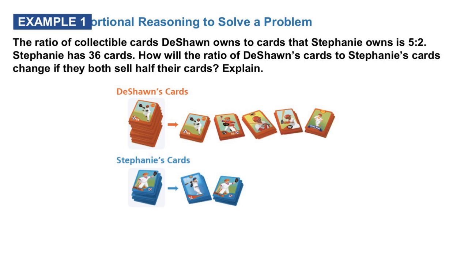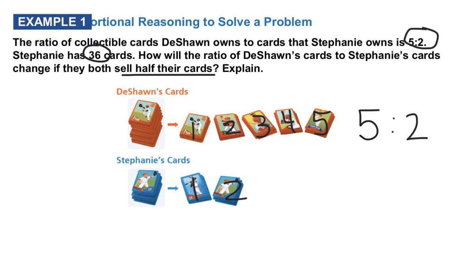It says the ratio of collectible cards Deshawn owns to cards that Stephanie owns is 5-2. That's going to be important for us. And Stephanie has 36 cards. How will the ratio of Deshawn's cards to Stephanie's cards change if they both sell half of their cards? All right, so what you're seeing is 1, 2, 3, 4, 5 for Deshawn and 1, 2 for Stephanie. That is our ratio of 5-2. We know Stephanie is going to have 36, and we know they're both going to sell half of their cards.